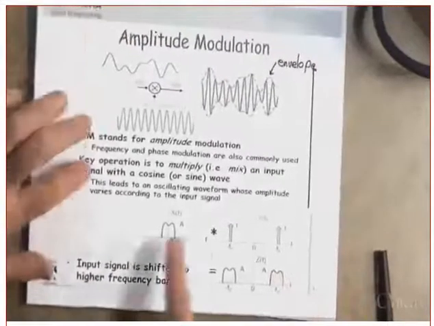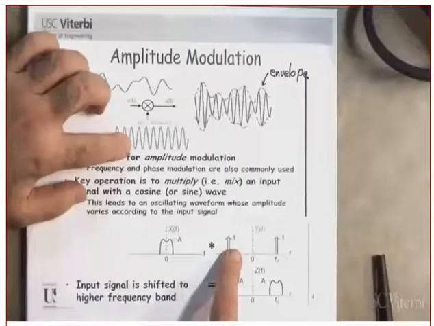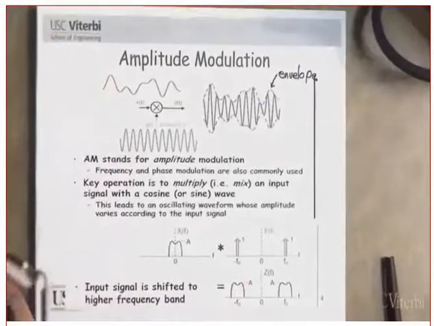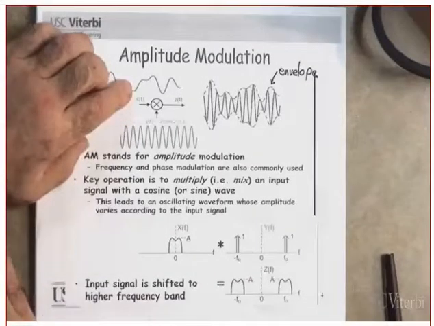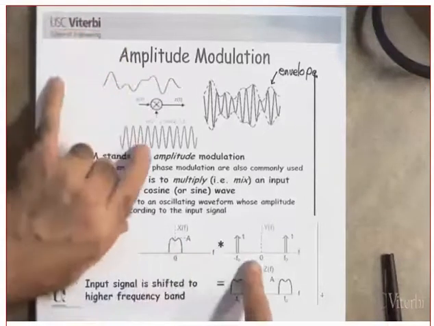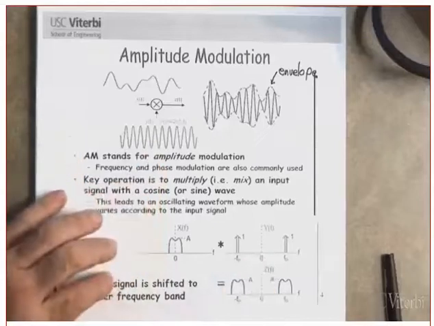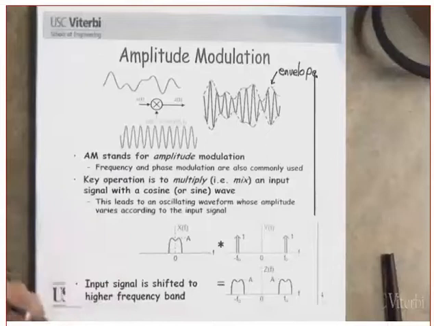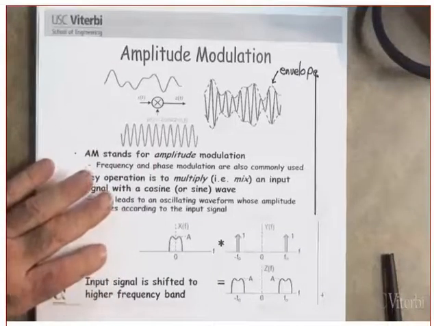Answer me the following question. What is this? I am multiplying in which domain? In the time domain. Multiplication in the time domain corresponds to convolution in the frequency domain. What am I convolving? I'm convolving the spectrum of this guy, the baseband signal, with the spectrum of this guy. What is the spectrum of this guy? Two impulses at f sub c and minus f sub c. What do you get by convolving a function with an impulse? You get the function shifted toward where the impulse is located. Do you still get an impulse?